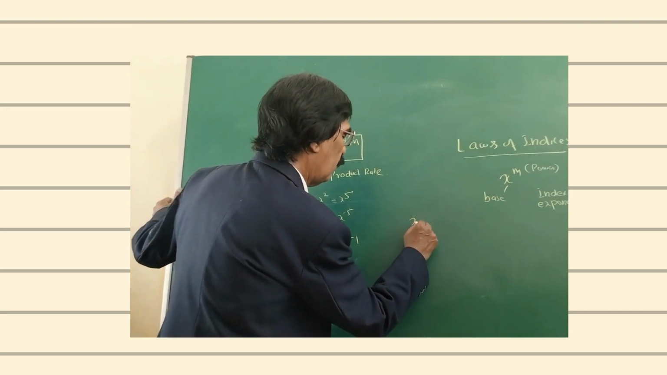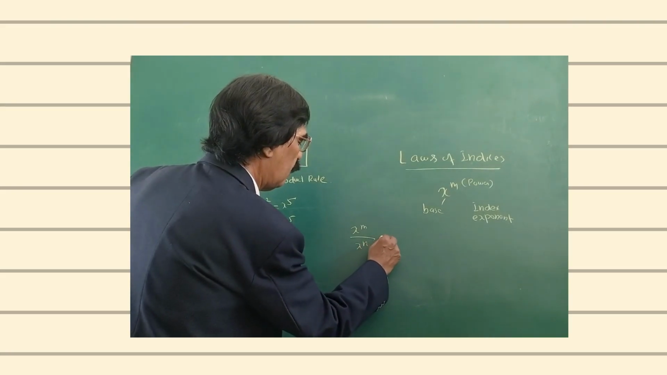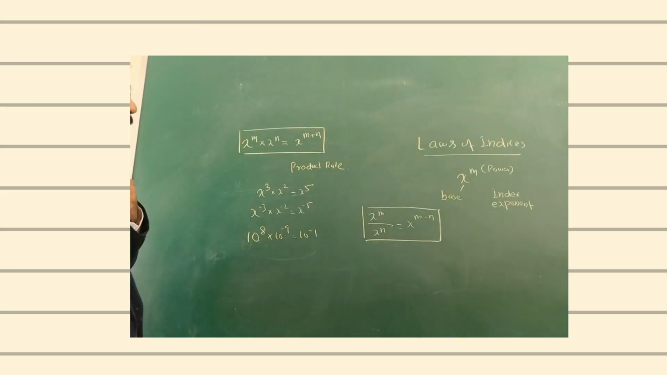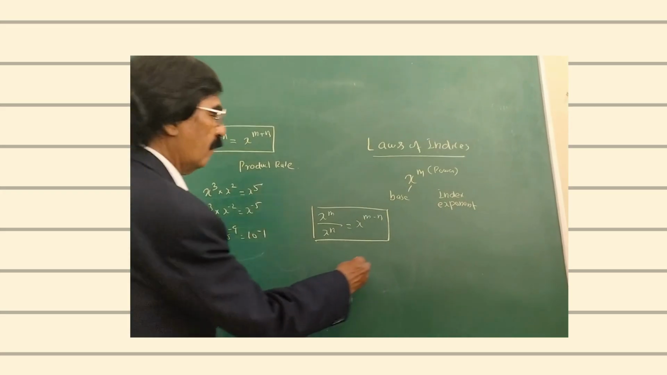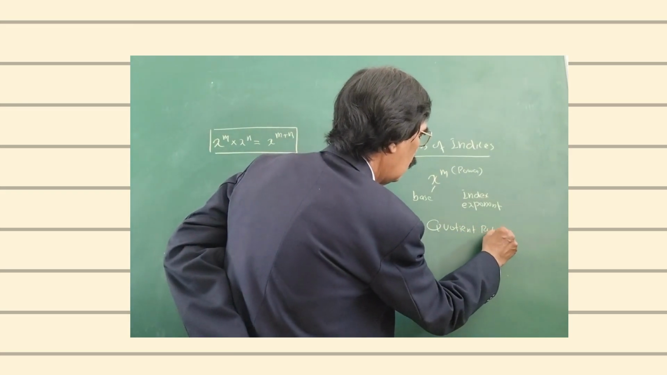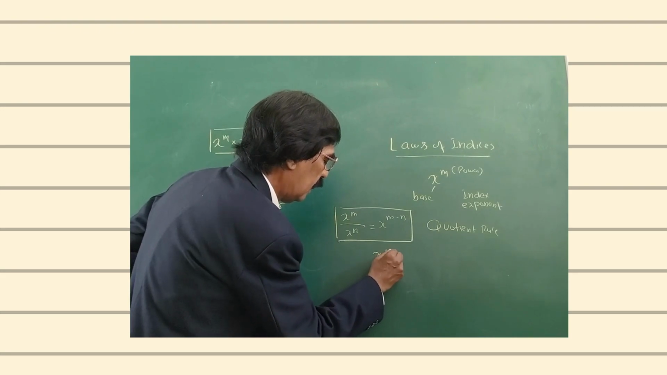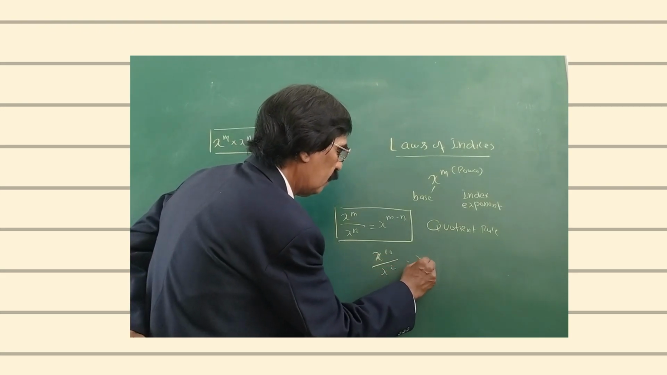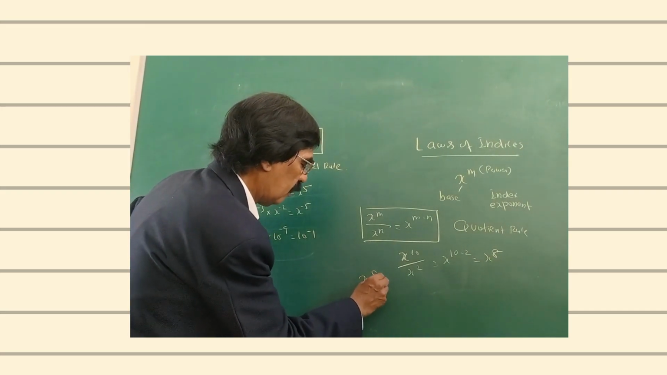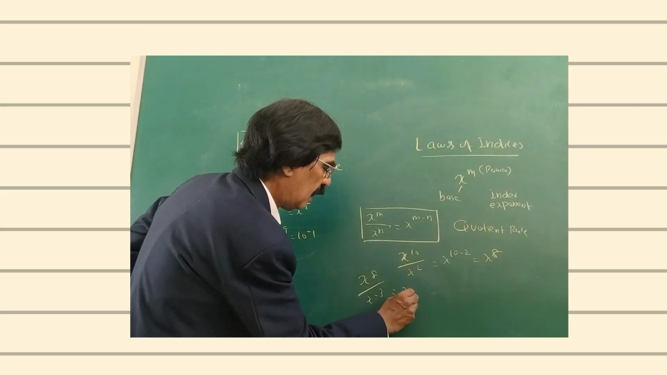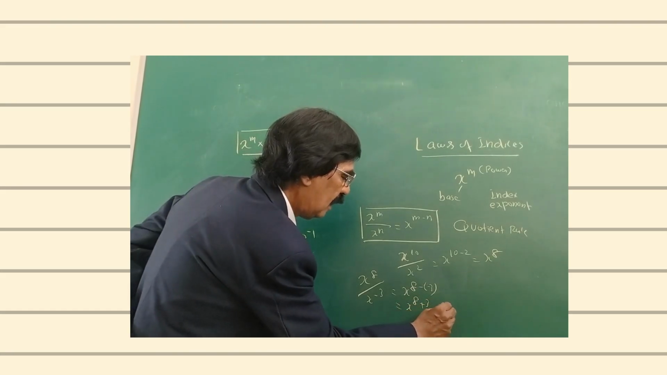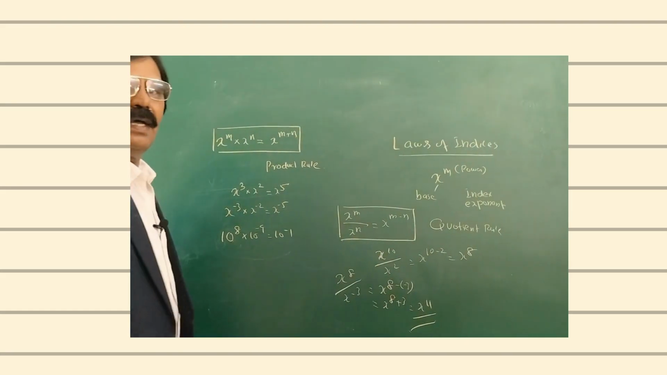Now, x to the power of m divided by x to the power of n is x to the power of m minus n. Remember, the base should be the same. If the base differs, this rule doesn't apply. This is called the quotient rule. See, x to the power of 10 by x to the power of 2 is x to the power of 10 minus 2, x to the power of 8. Say x to the power of 8 by x to the power of minus 3: 8 minus of minus 3, x to the power of 8 plus 3, x to the power of 11. This is the division or quotient rule.